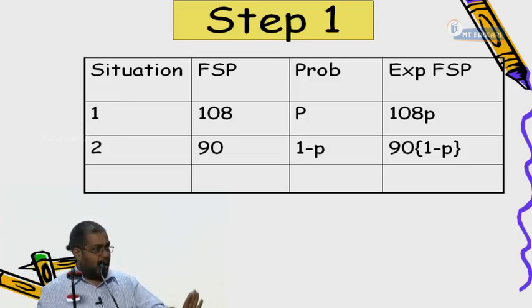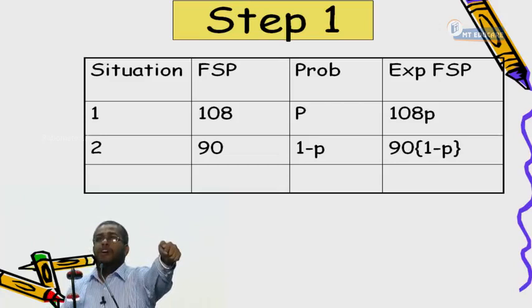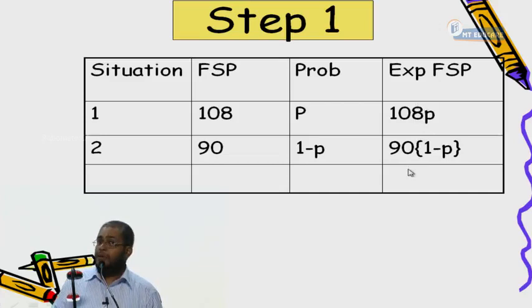Why it is, don't ask. It will be equal to what? Spot price compounded to what? Future. That is expected spot FSP, today's money or tomorrow's money. So after 3 months, the share price is expected to be what? 108P plus 90 into 1 minus P.